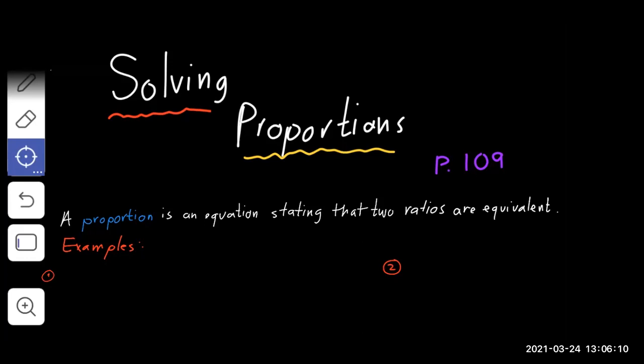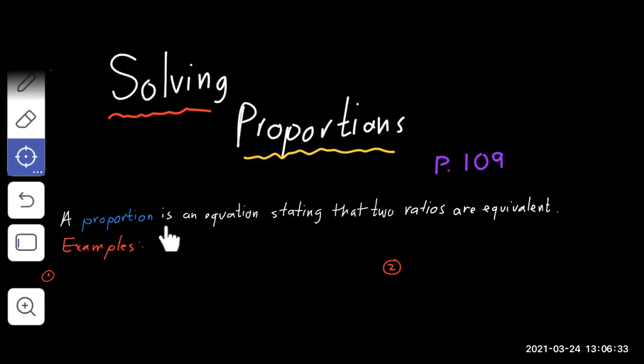Essentially, what I'm going to explain to you today is solving proportions. But I just got this tiny little information here. So if you're a little bit picky, just go to page 109 and you can find way more information about it. Okay. And then a proportion, guys, is just an equation.